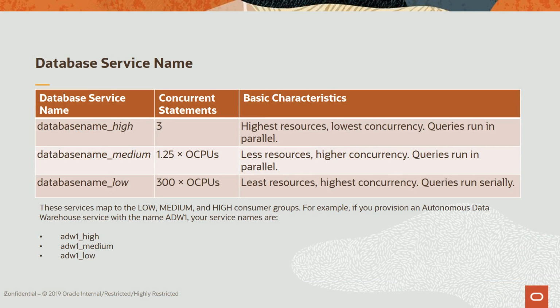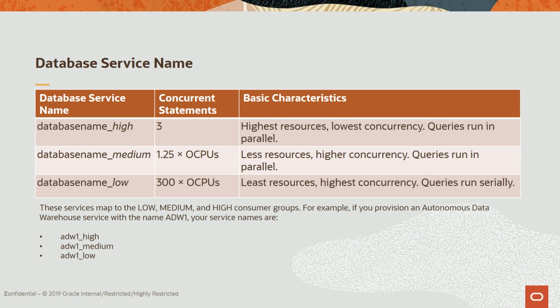So when you connect to Autonomous Data Warehouse, you are required to select a service. When you connect to the database, the service names are in the format database name underscore high, or database name underscore medium, or database name underscore low. So what is the difference between the three services? These services are mapped to low, medium, and high consumer groups. For example, if you provision an Autonomous Data Warehouse service with the name ADW1, your service names are ADW1_high, ADW1_medium, or ADW1_low.